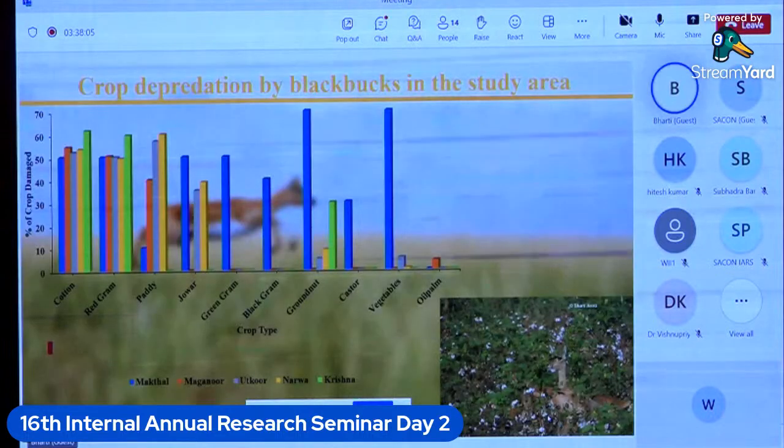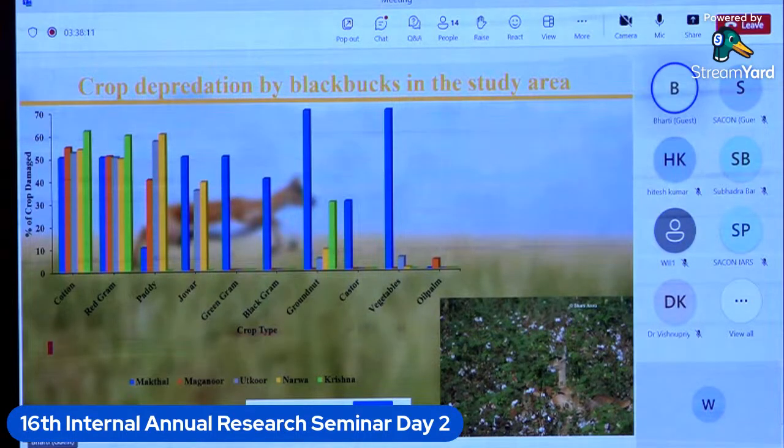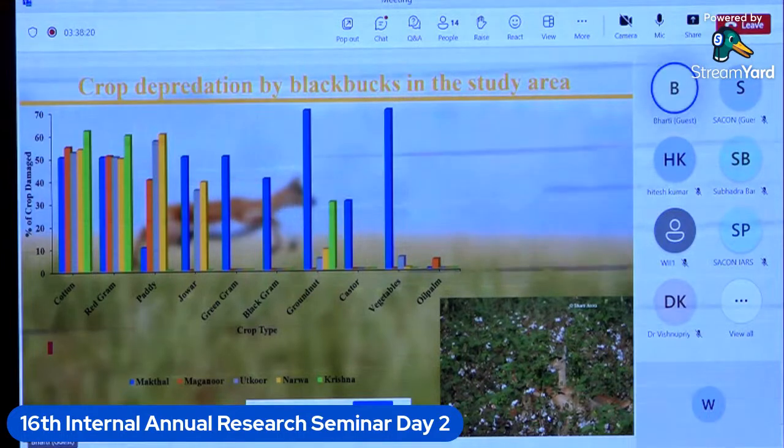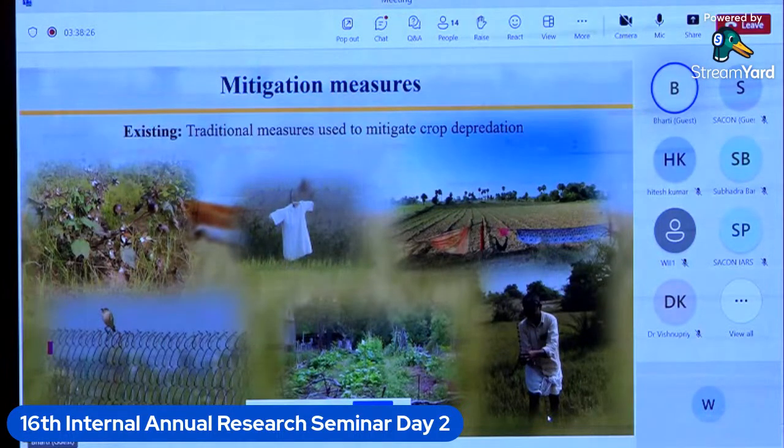These are some of the major crops sown in those affected mandals. Unfortunately, the farmers are facing high economic loss in the region because of high crop depredation. To mitigate the loss, the farmers have been practicing a lot of traditional methods, but clearly the data shows that these methods are not effective enough.